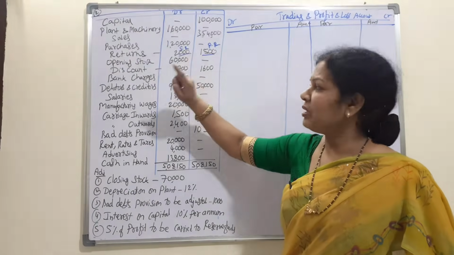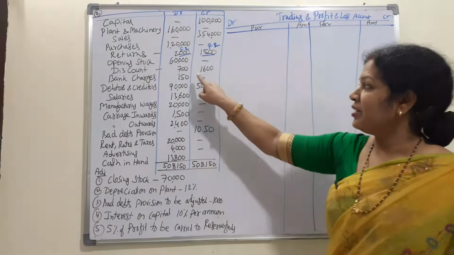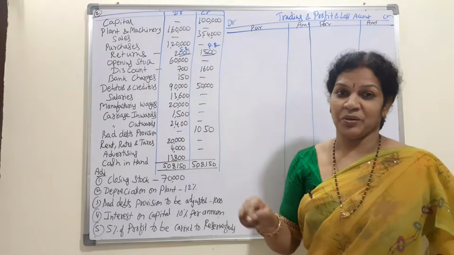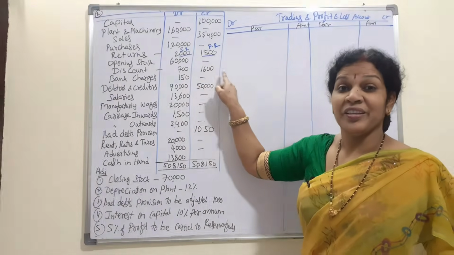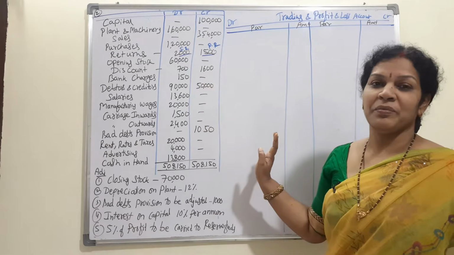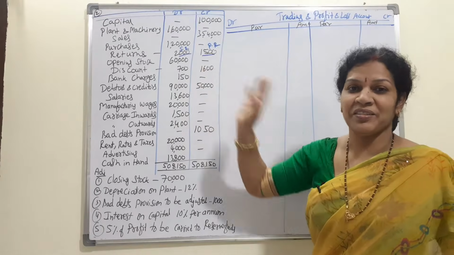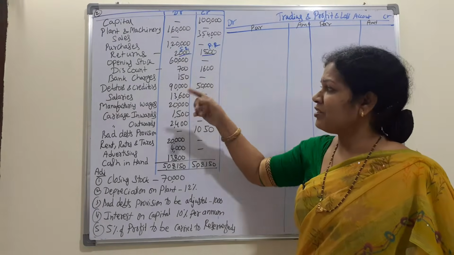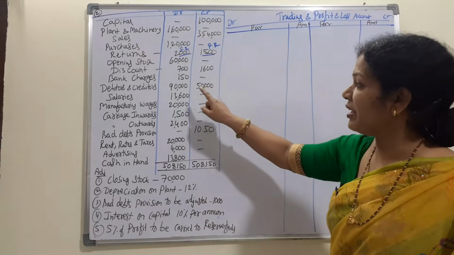Opening stock, trading account debit side. Discount is also given twice: debit side discount and credit side discount. Discount allowed 700, discount received 600. Discount allowed on the debit side we will write in the P&L account, and discount received on the credit side only, because it is income and this is expense. Next, bank charges, anyway it is an expense, P&L account debit side.